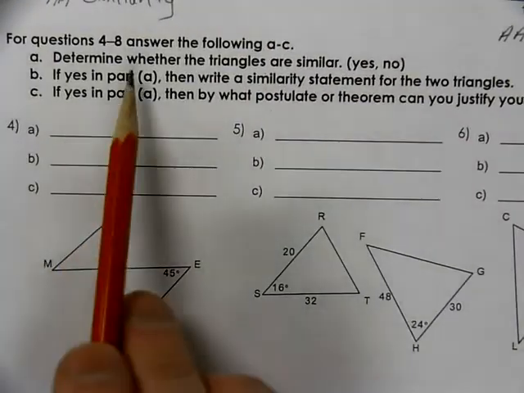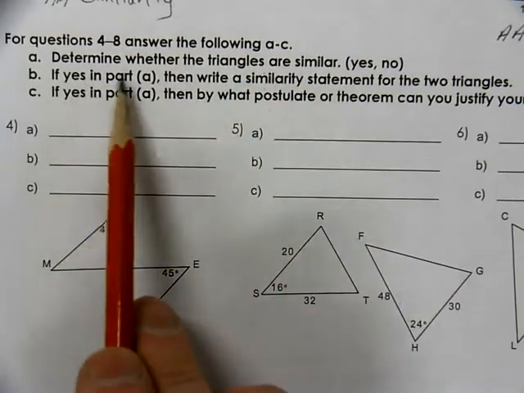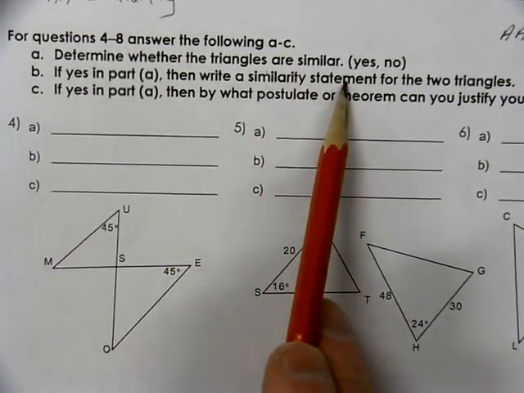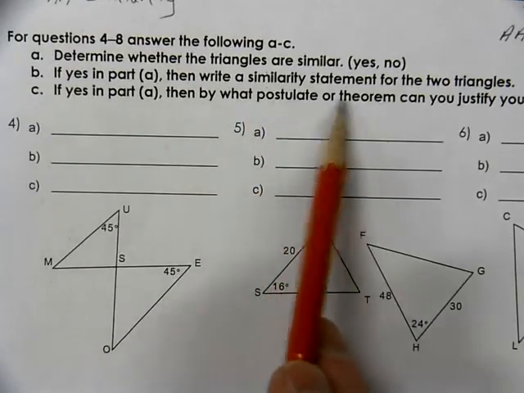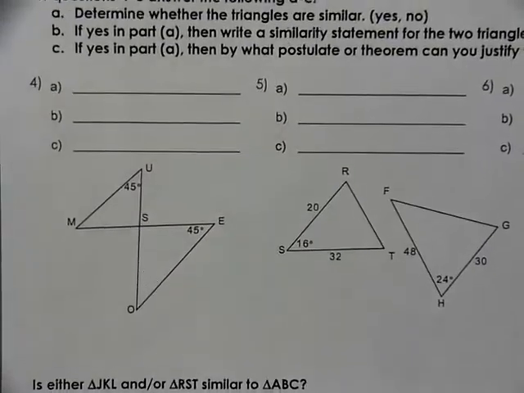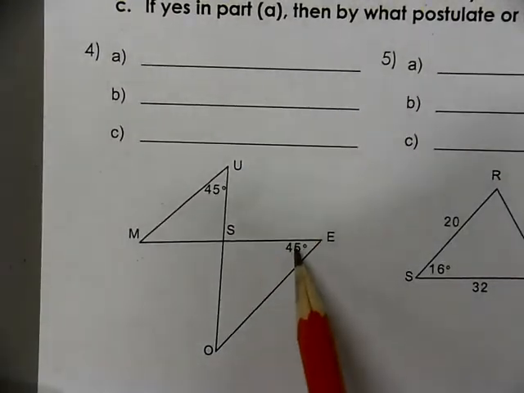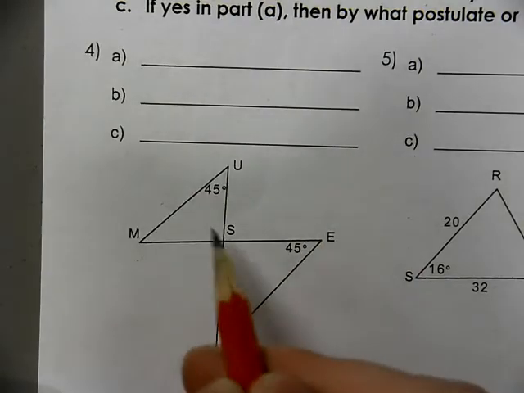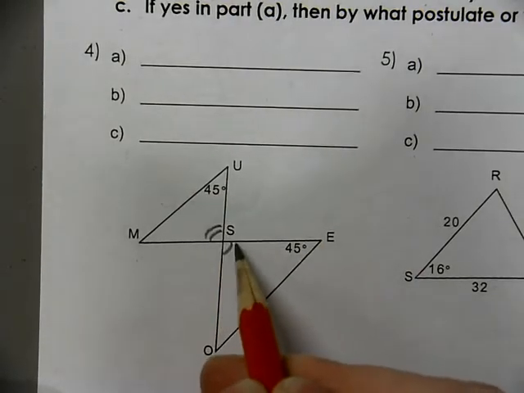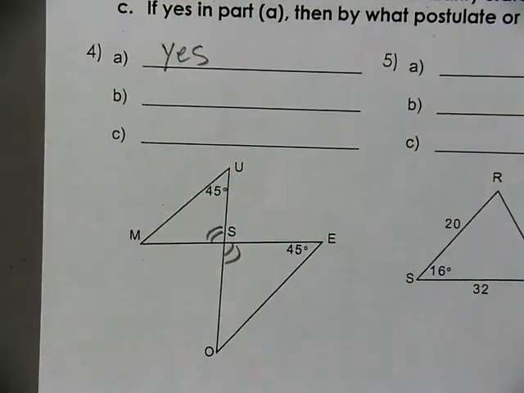Here, we first need to determine if the triangles are similar, and then if they're similar, we're going to write a similarity statement and give one of the three different ways that we can show triangles similar. So here we have 45, that's the same, and we also have a pair of vertical angles. So the answer is yes, they are similar.